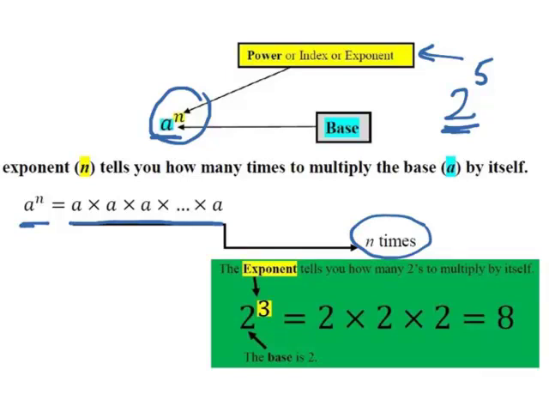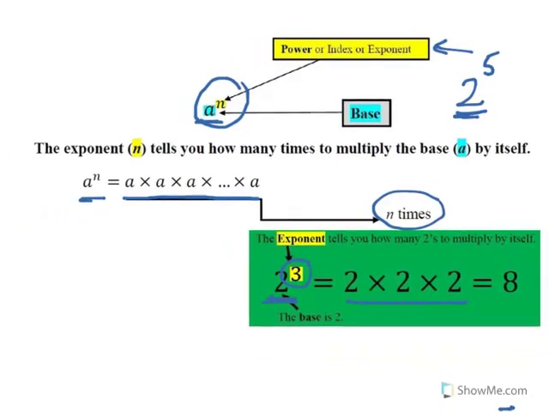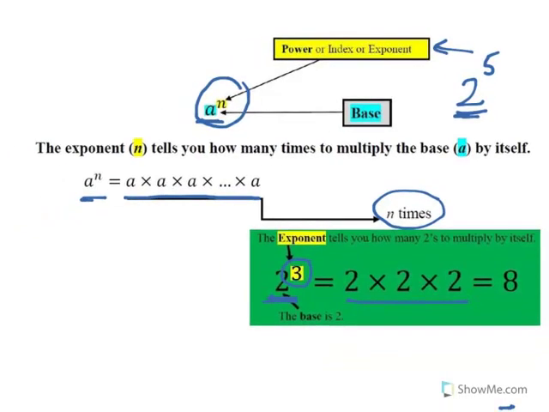Okay? So, what would this 2 cubed mean? 2 cubed means 2 times 2 times 2, which is 8. The base is the 2, and the exponent or power is the 3. The 3 tells me to multiply 2 by itself 3 times. Okay? That's basically a summary.